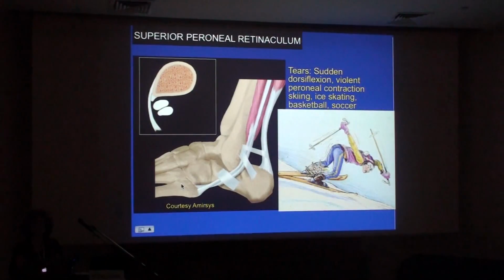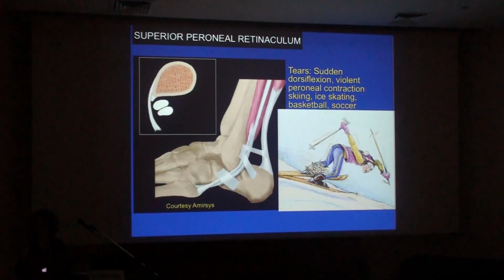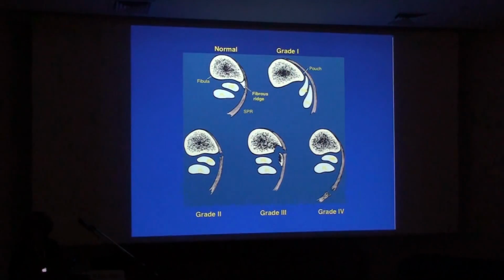So just to reemphasize, you see a tiny little fracture, your mind should be thinking, well, this is not just a tiny little fracture. This may reflect peroneal tendon dislocation. And the superior peroneal retinaculum tears usually with dorsiflexion injuries. You get violent contraction of the peroneal tendons. It was initially described with ski injuries when you had the old boots where your foot was not released out of the boot if you fell forward.